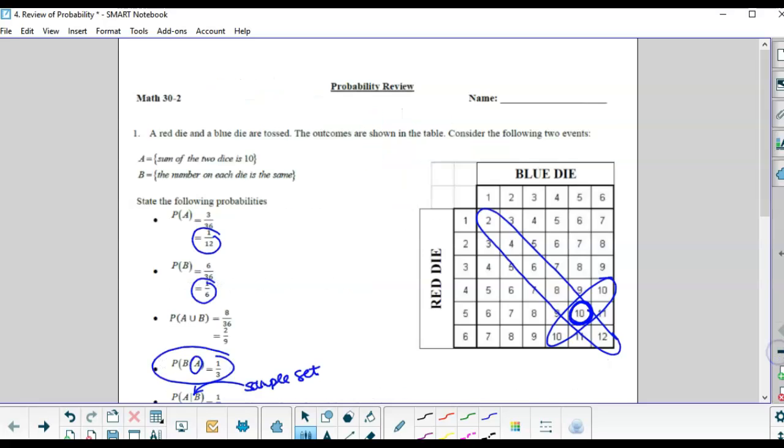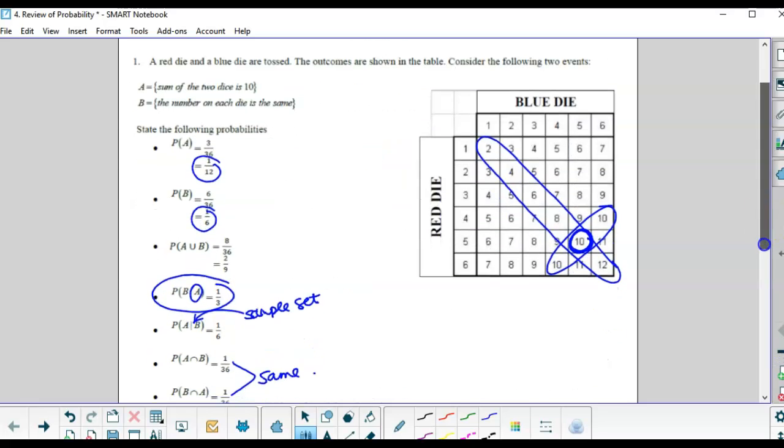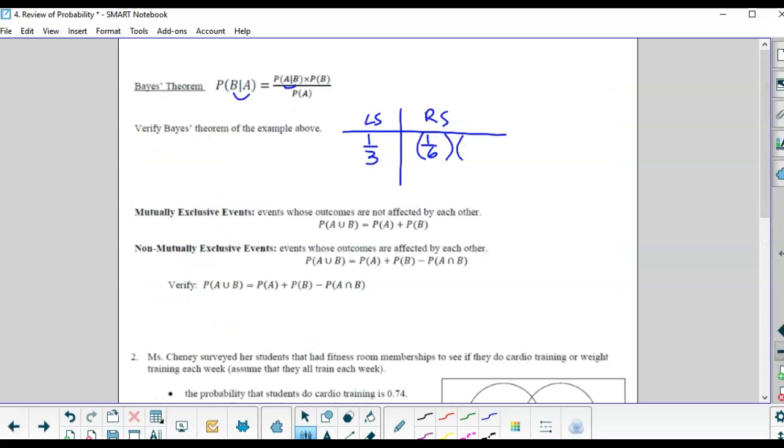And probability of B was 1/6, and then probability of A is 1/12. Okay, so I'm running out of space here, but that's 1 over 36 divided by 1/12. Invert and multiply, so that's 12 over 36, which is 1/3. Okay, so sometimes that's an easier way of finding the other probability, conditional.